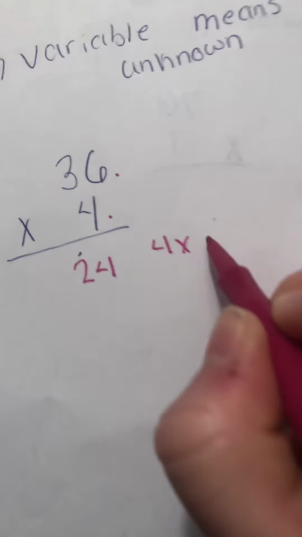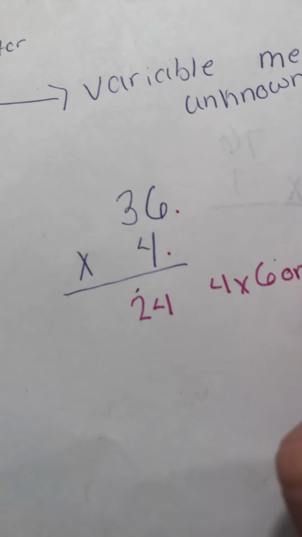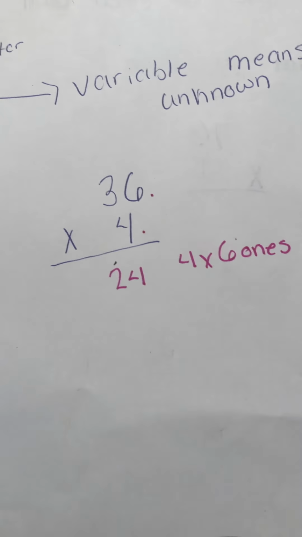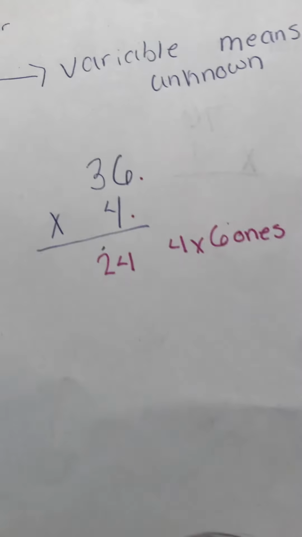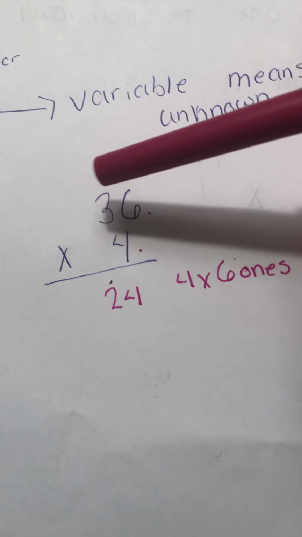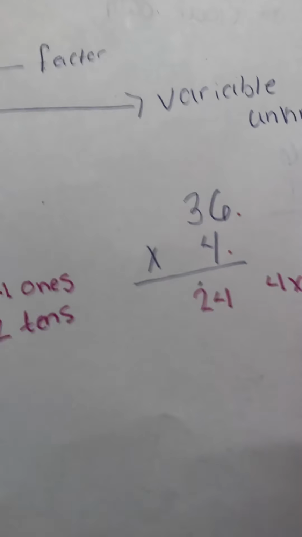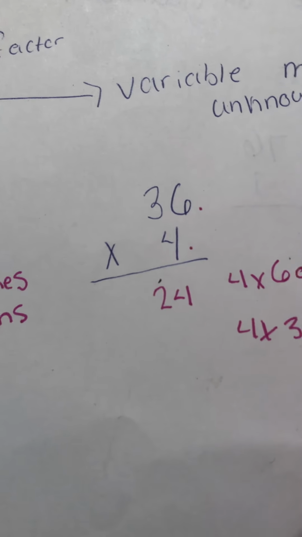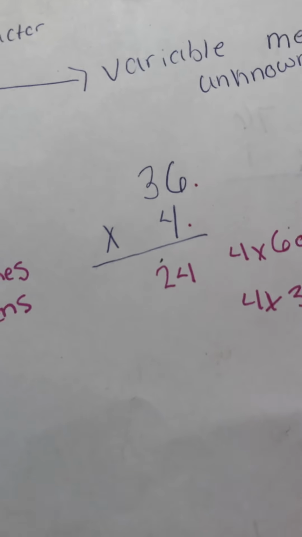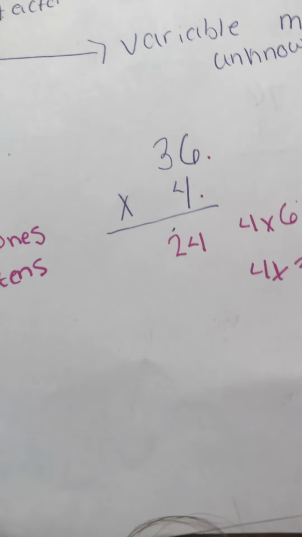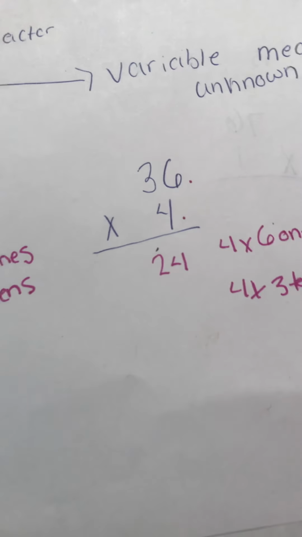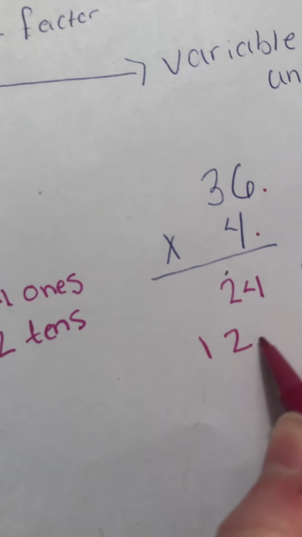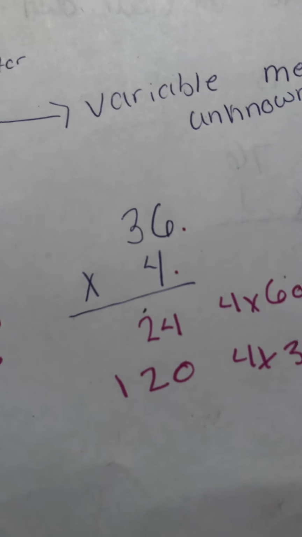So 4 times those 6 ones gives me that 24. All right. The next thing I want to look at is once again that tens place. 4 times 3 tens gives you what? Think about it for a second. I know that 4 times 3 is 12, but I'm doing tens. Tens has a 0 on the end, so all I have to do is add that 0 onto my 12.